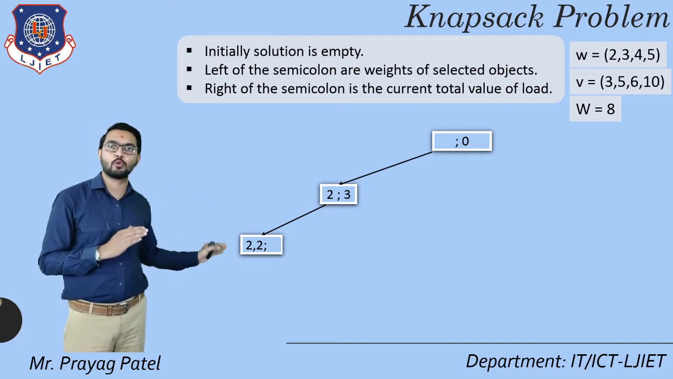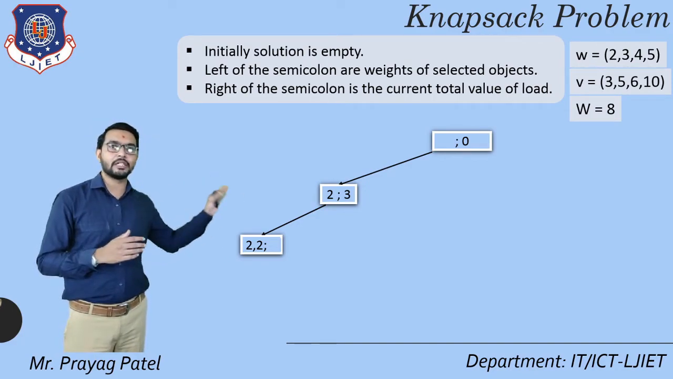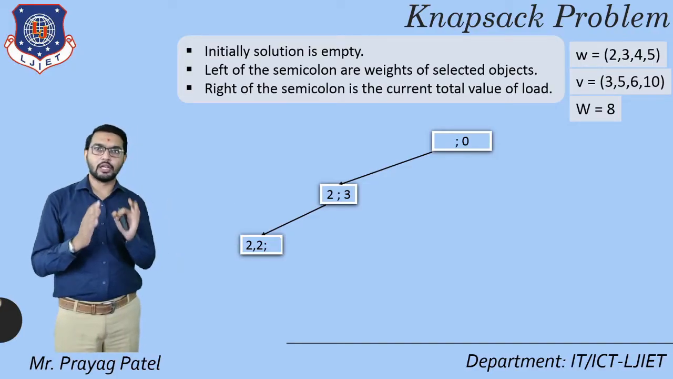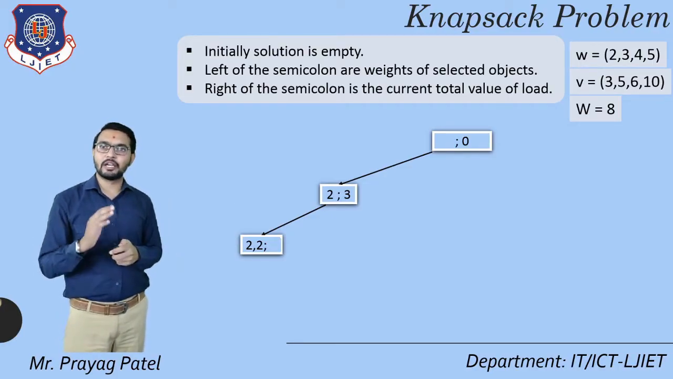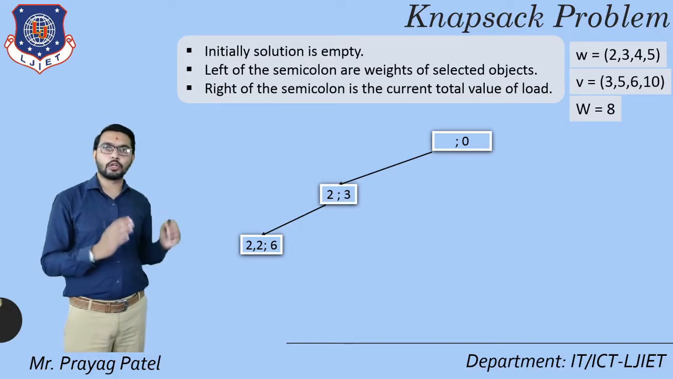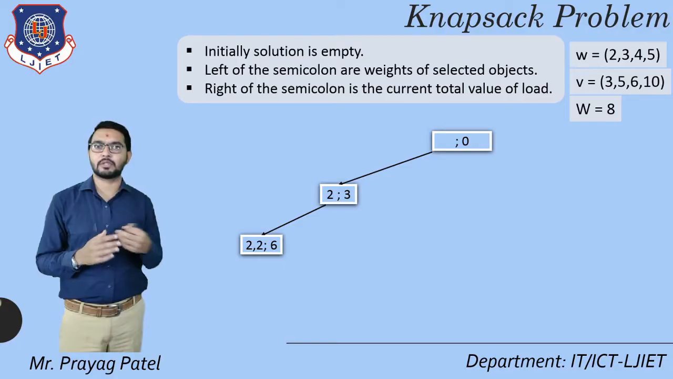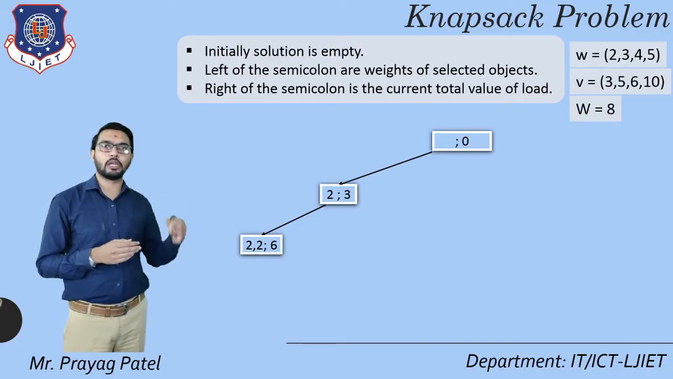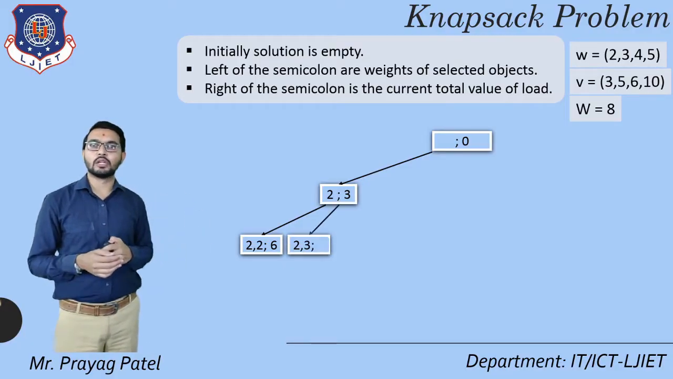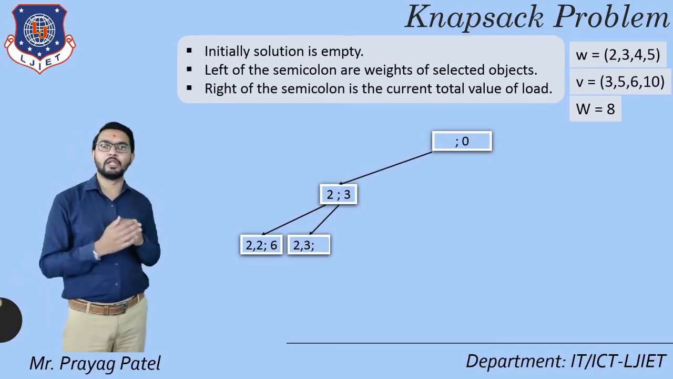So here total is 2 plus 2 equal to 4 and capacity of knapsack equal to 8. So here the condition is satisfied. So consider these two objects, and total profit: if we select the first object 2 times, then profit equal to 3 plus 3 equal to 6. Now consider the second option from this tree.